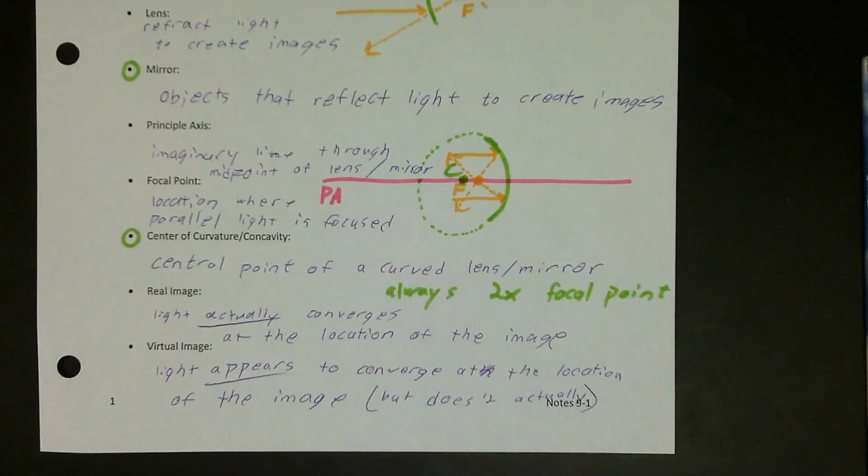So lenses refract, and mirrors reflect. One thing worth mentioning, every single object reflects light, even lenses. With lenses, most of the light goes through. It's why they're called lenses. They do refraction. But every single object does reflection.